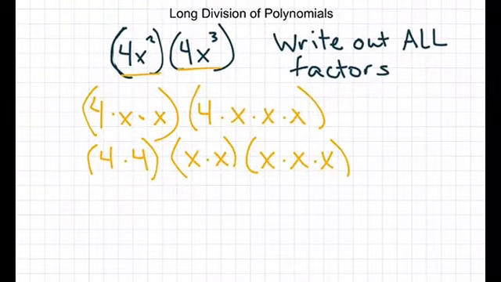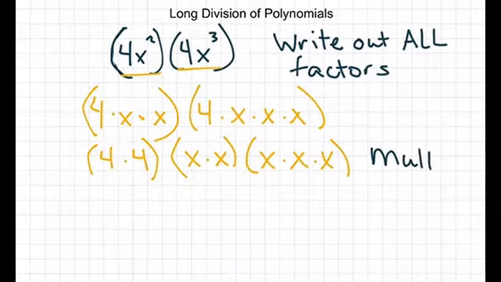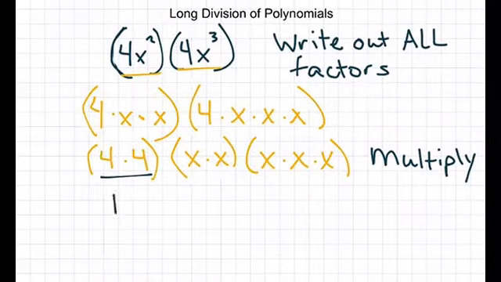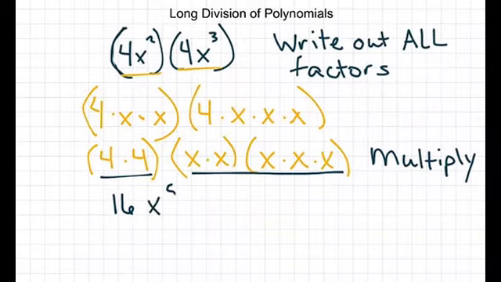And again, this is just an organizational thing. So now I want to multiply all of this together, and that gives me 16 x to the 5th. Alright, so I want to make sure that we're relating this to everything we were doing with long division of just numbers.